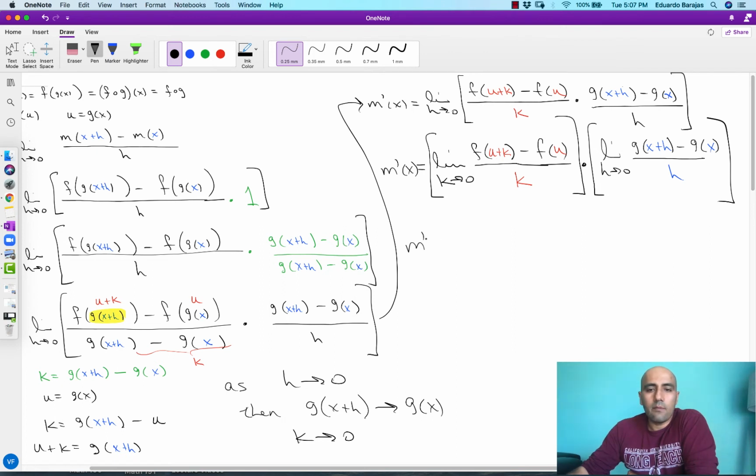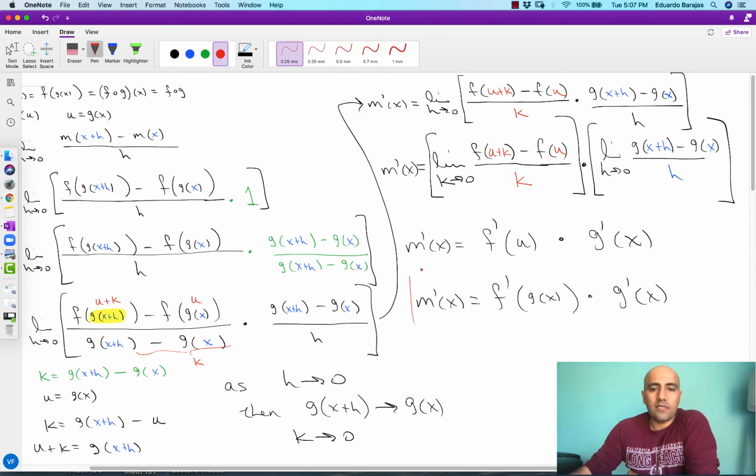So m prime of x is equal to this part, which is f prime evaluated at u, times, and well, this is the derivative of the g function at x, times g prime of x. But the u was defined to be g of x, so we get that m prime of x is equal to f prime evaluated at g of x times g prime of x.